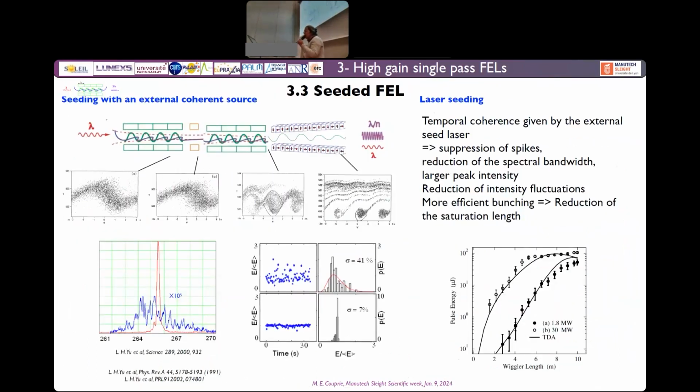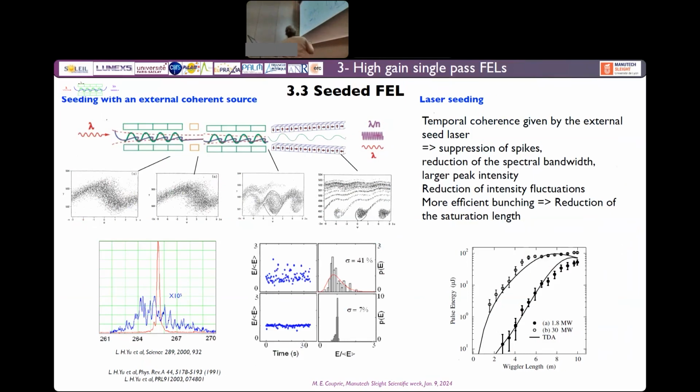So another way is remembering coherent harmonic generation experiments to try this in a high-gain case. Again, we use an external laser which is tuned to the undulator wavelengths, and this laser can imprint the energy modulation to the electron beam more efficiently. We can do so, and we can even taper at the end to improve the efficiency.